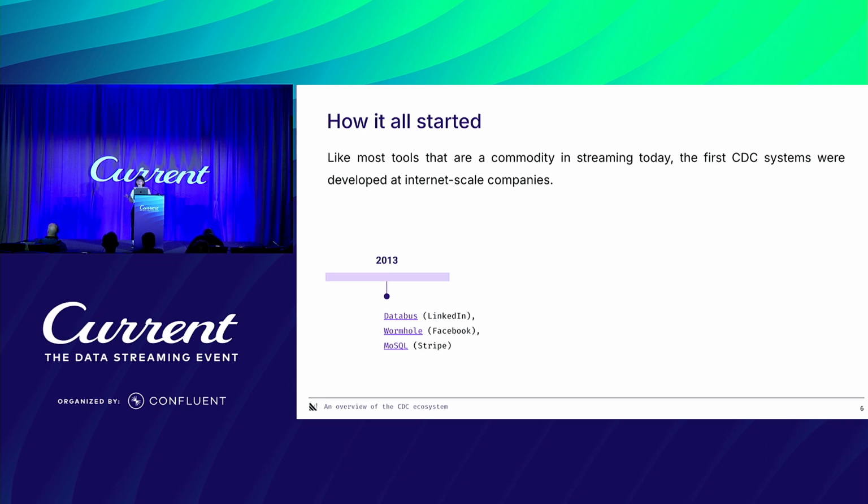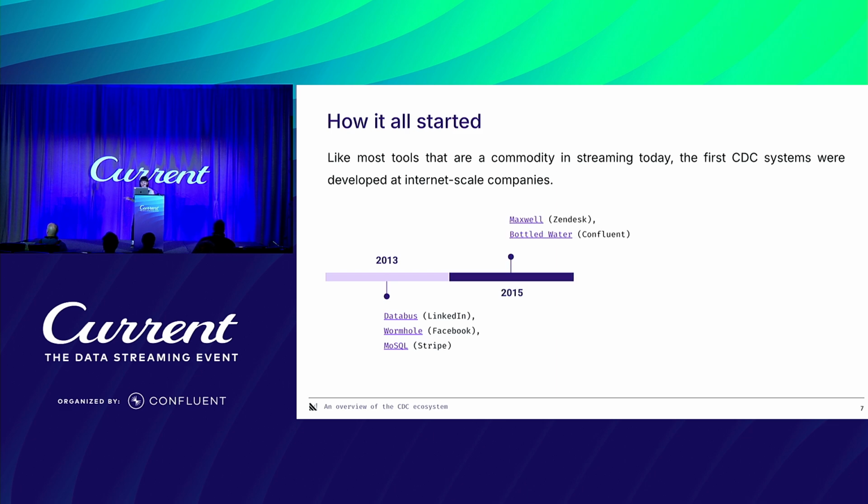Their main motivation to develop the system was to use the transaction log to avoid dual writes and guarantee consistency as they were replicating changes from their operational databases to multiple consumers downstream, and they wanted to do this in real time. In the same year, Facebook and Stripe also wrote about their own internal systems, Wormhole and MoSQL. Same motivation, focused on improving cache consistency and reducing end-to-end latency for their internal analytics pipelines.